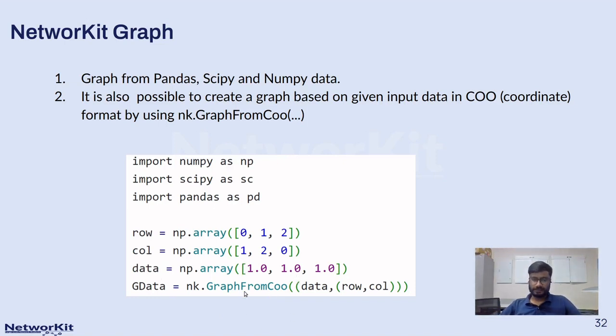After that, I call graphFromCOO, passing the parameters data, row and column. It directly creates the NetworKit graph for us. After that, we can apply any kind of methods provided by NetworKit. We can analyze, we can modify, we can visualize, we can do anything on this graph.